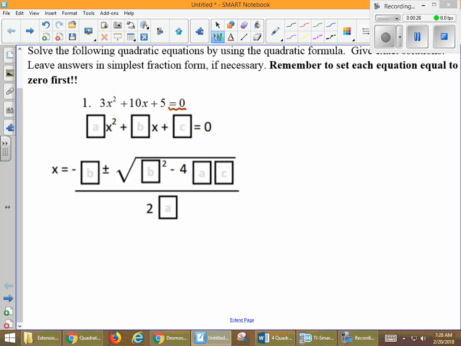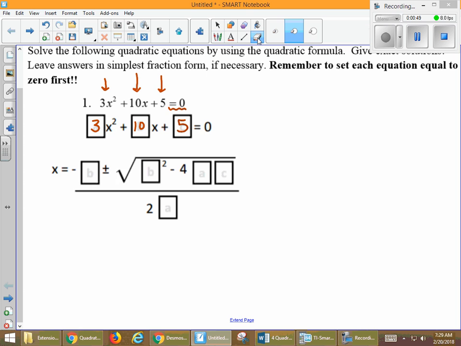same side and make sure you have your squared term, your singlet term x to the first, and your term with no variables, and you keep them in that order. And then I like to fill in either above them, or I like the boxes are nice. Here, 3 is our A, 10 is our B, and 5 is our C.